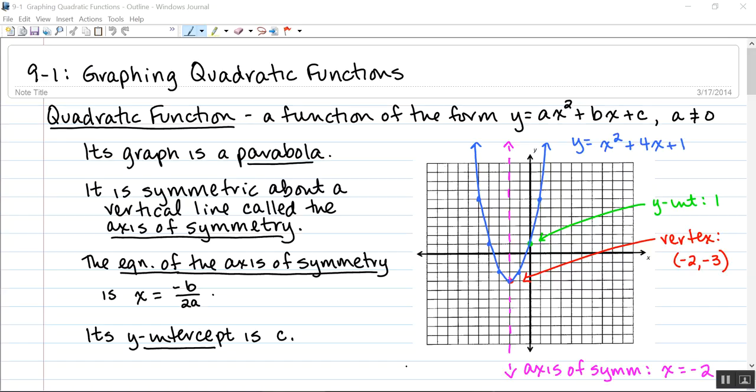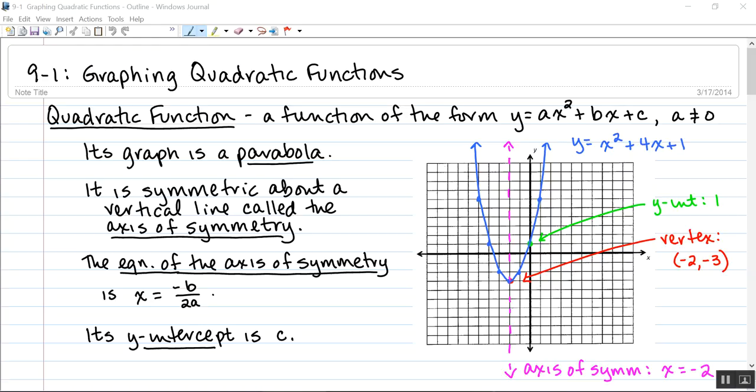Section 9.1 is on graphing quadratic functions. A quadratic function is a function of the form y equals ax squared plus bx plus c, where a is not equal to 0. And this form should look familiar to you, the ax squared plus bx plus c, because in the last chapter we spent a lot of time factoring quadratic expressions that looked like this.